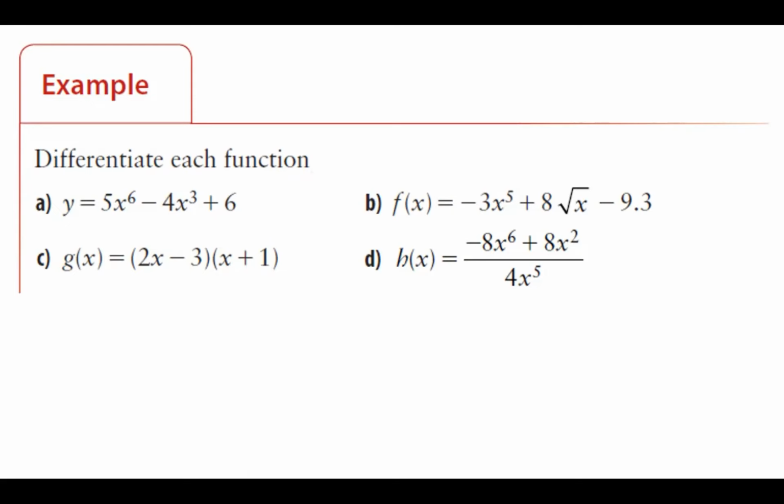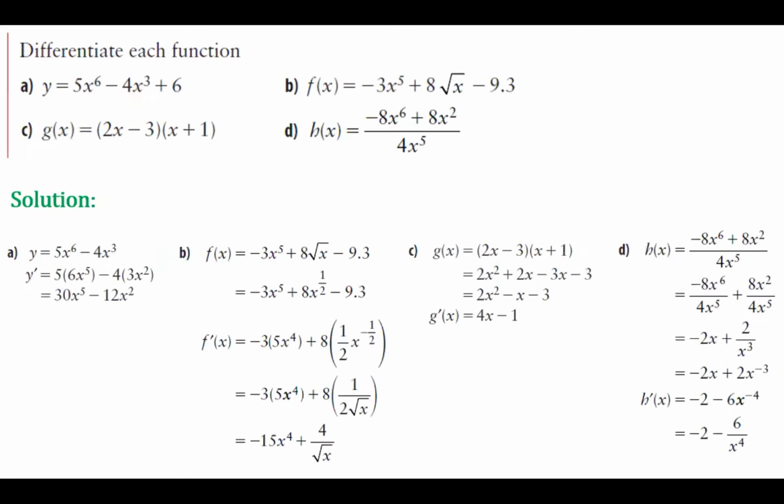Okay, let's have a look at the solutions of each of the following functions. Question A. Differentiate this function according to the 5 rules we have learned so far. That equals 5 times 6x to the power 5 minus 4 times 3 times x to the power of 2, which can be simplified to 30 times x to the power of 5 minus 12 times x to the power of 2. Any questions?